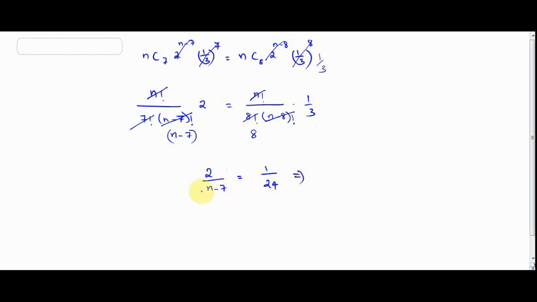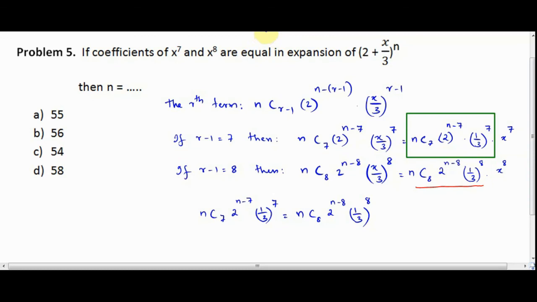From this we may calculate the n value. So 2 into 24, 48, on the left hand side equal to n minus 7 on the right hand side. This implies that n value will be equal to 48 plus 7, that is 55. So the right answer is n equal to 55. Here the right answer is given by option A, that is 55.